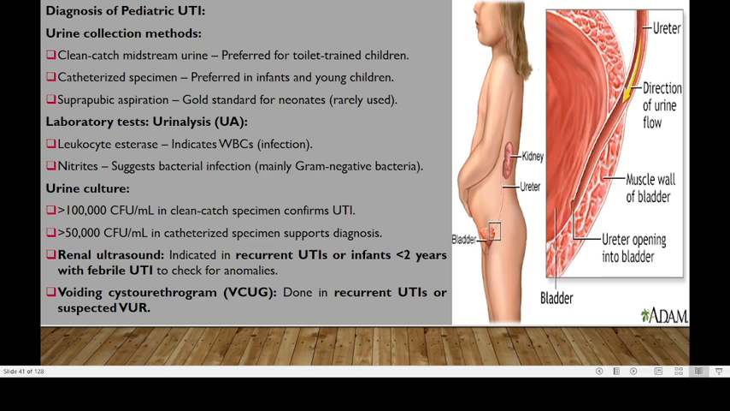For the urine culture, you look at more than 1,000 in a clean catch specimen will confirm that there is a UTI, right? More than 50,000 in a catheterized specimen could also support a diagnosis. Renal ultrasound could be indicated in recurrent UTIs or infants with febrile UTIs to check for any anomalies. The voiding cystourethrogram is done in recurrent UTIs or suspected VUR.